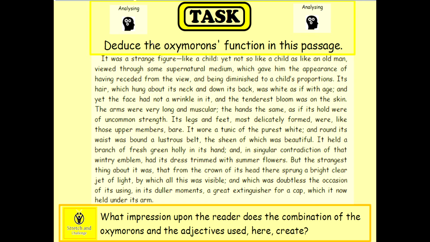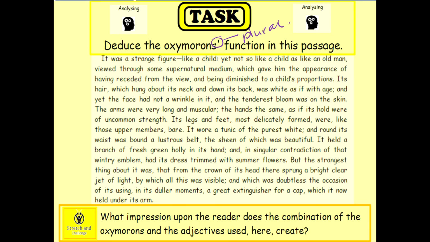Right, so we're analysing, we're deducing the oxymorons' function in this passage. Now, notice where the apostrophe is up here. This means plural, more than one oxymoron. So, it was a strange figure, like a child, yet not so like a child as like an old man, viewed through some supernatural medium which gave him the appearance of having receded from the view and being diminished to a child's proportions. Its hair, which hung about its neck and down its back, was white as if with age, and yet the face had not a wrinkle in it, and the tenderest bloom was on the skin.